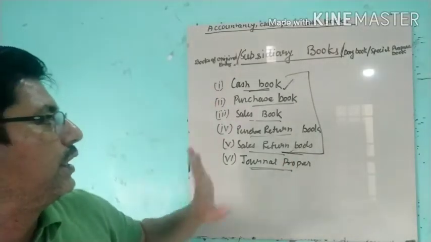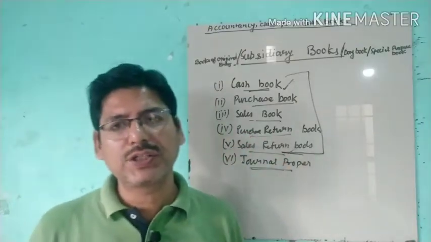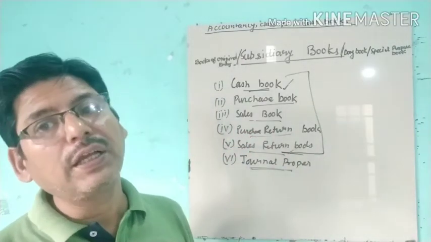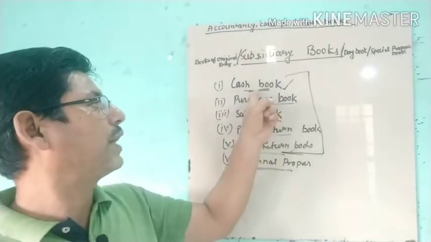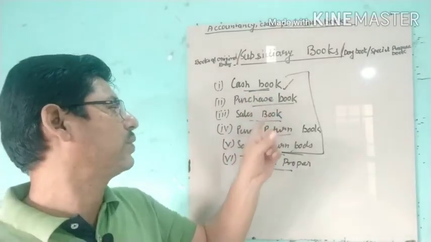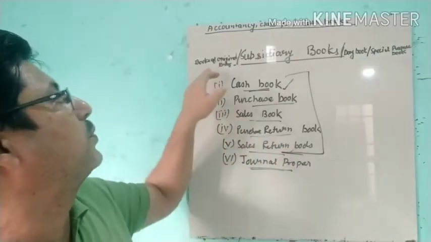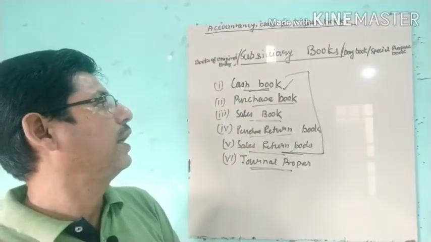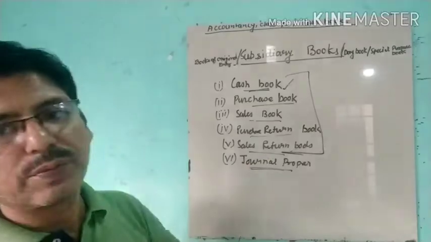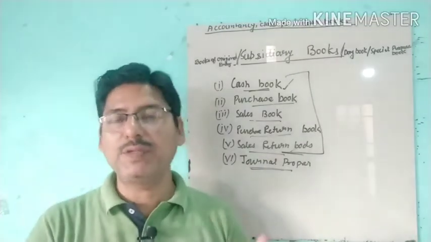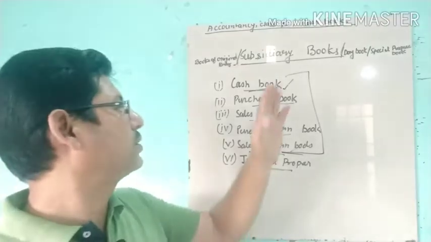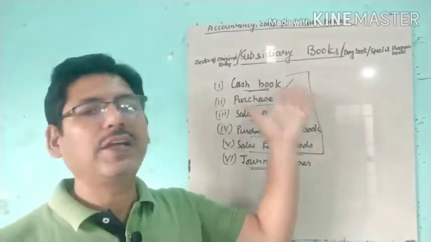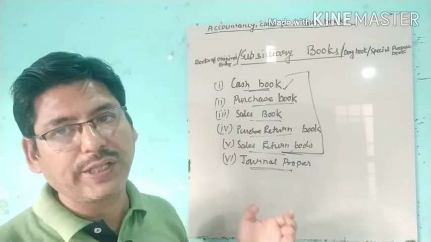books of original entry, because the first time transactions are entered in any book of account, they are entered directly here in the cash book, purchase book, sales book, purchase returns book. That's why they are called books of original entry. And they are called subsidiary books because subsidiary means which help other books; these all satisfy the need of the business together.